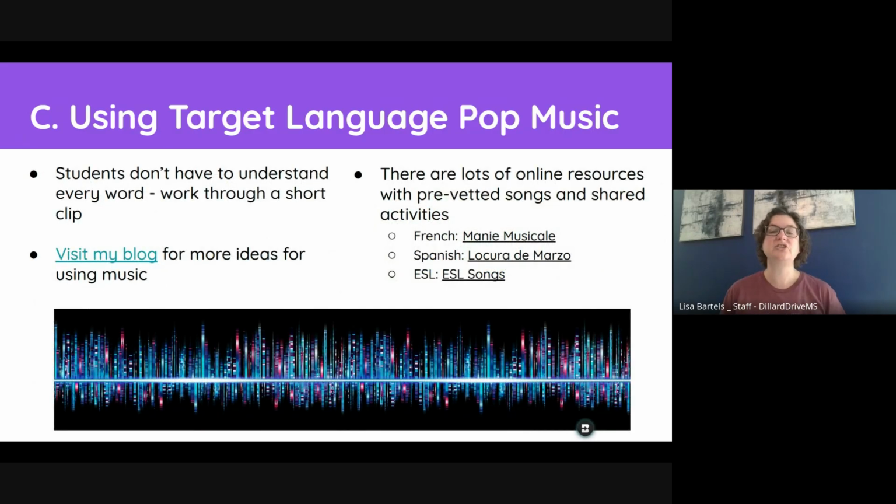Remember that students don't have to understand every word of a song for it to be valuable. You can use a short clip. You can use just a chorus or a repetitive piece, or a piece that highlights vocabulary that you're working on.